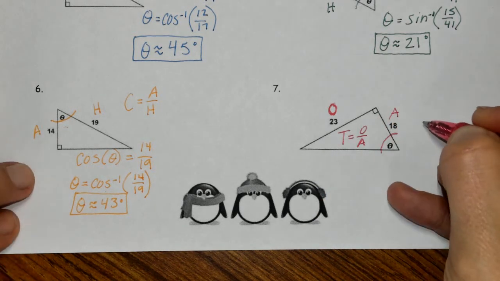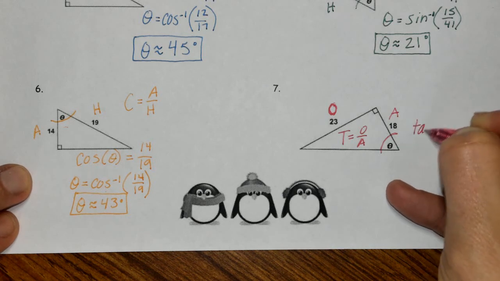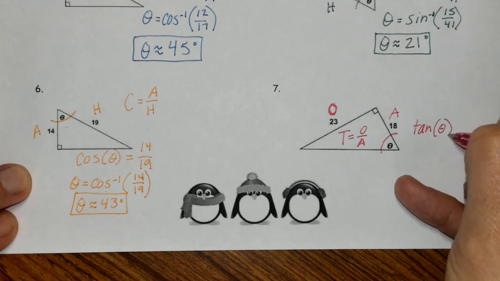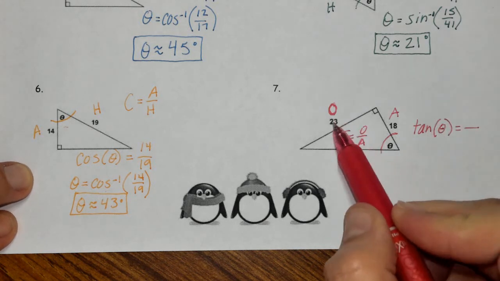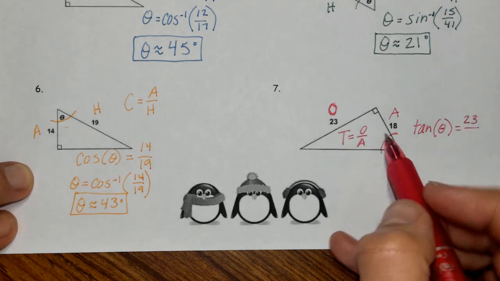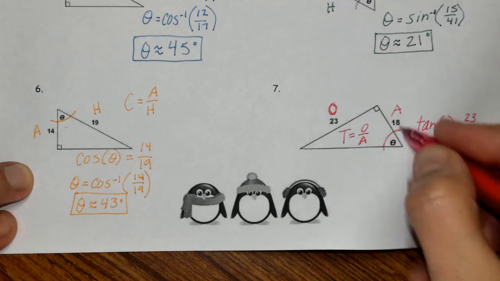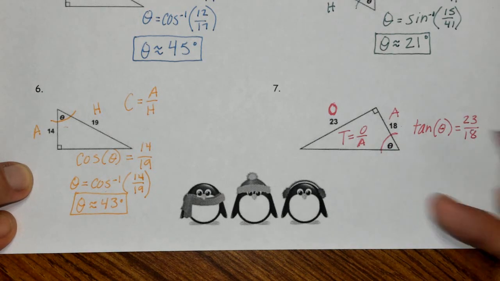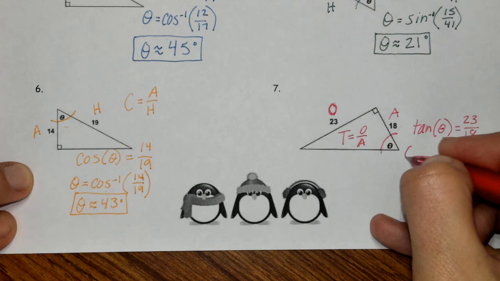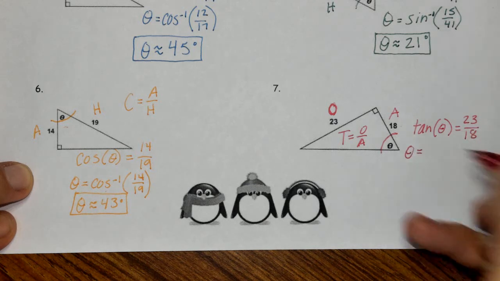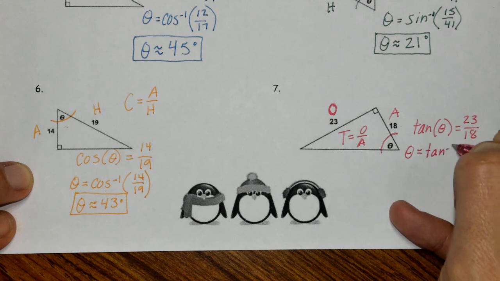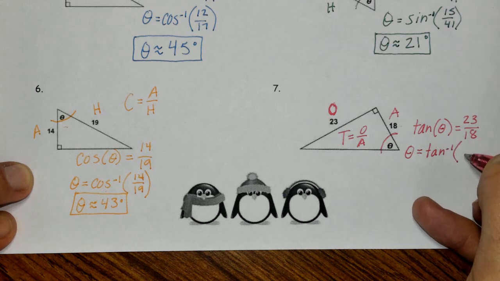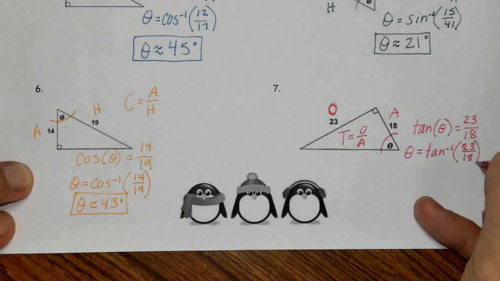So we'll set up our equation, the tangent of theta or x is equal to, we have our opposite, 23, over our adjacent, I'm going to say 18. Let's move that tangent to the other side. Let's get theta by itself, or x by itself. When we move that tangent to the other side, we need to include that -1, so it's the inverse. And then we just plug in that 23 over 18.